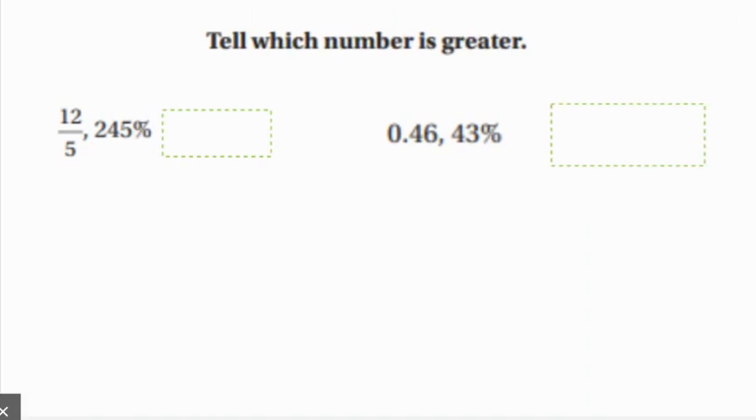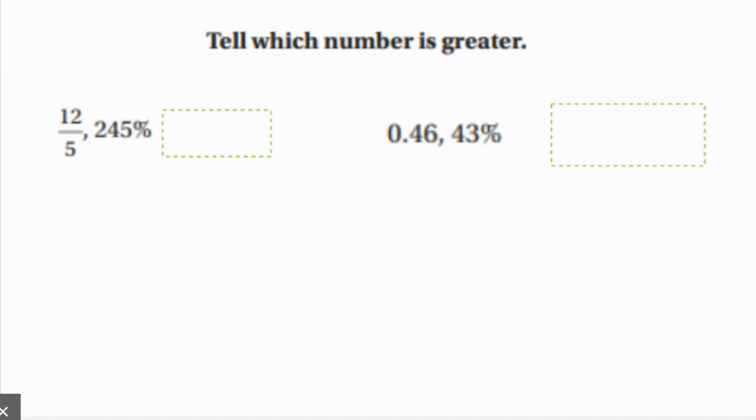Here for the next slide, it says tell which number is greater. So we've been noticing that a lot of times we like to change everything to percents, and that's the way that I usually go too. If you changed everything to fractions or everything to decimals, please know that it's still okay. I'm going to be changing everything to percents. Just make sure that you get the same answer as I do.